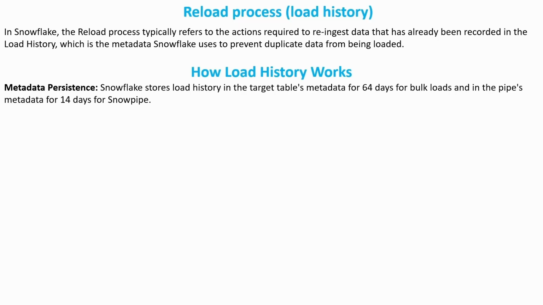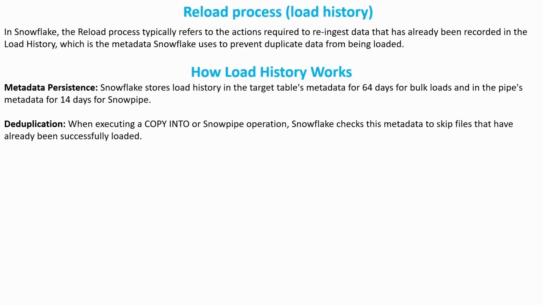How it works is that Snowflake stores the load history in the target table metadata for 64 days for bulk loads, and in pipe metadata for 14 days in case of Snowpipe. And when executing the copy into command or Snowpipe operation, Snowflake checks this metadata to skip the files that have already been successfully processed.